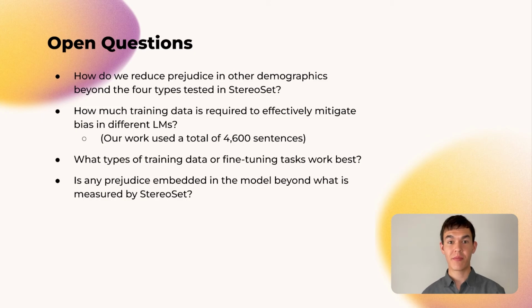Given our findings, there remain a few open questions. First, how do we reduce prejudice in other demographics beyond the 4 types tested in StereoSet? That being gender, race, profession, religion. Second, how much training data is required to effectively mitigate bias in these language models? In our work, we used 4,600 sentences, and that remains static over all experiments. Next, what types of training data or fine-tuning tasks work best? In our work, we used a cross-entropy loss on next word prediction. And finally, is there any prejudice embedded in the model beyond what is tested by StereoSet?